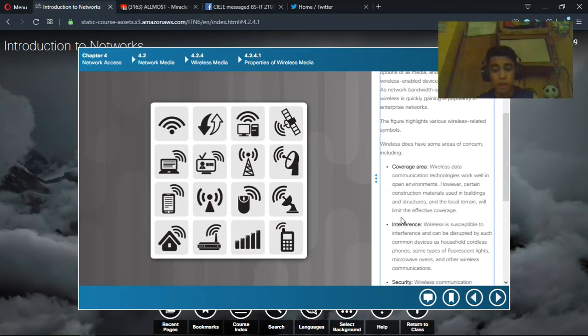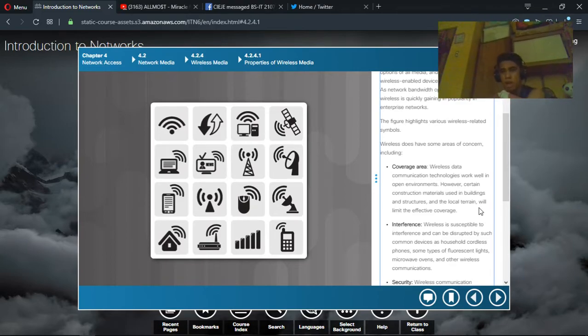Coverage area. Wireless does have some areas of concern, including coverage area, wireless data communication technologies, as well as open environments. However, certain construction material used in building structure and local terrain will limit the effective coverage. For example, your antenna was covered by a very big, very tall tree. That tall tree will limit what we call the data transmitted to your antenna.